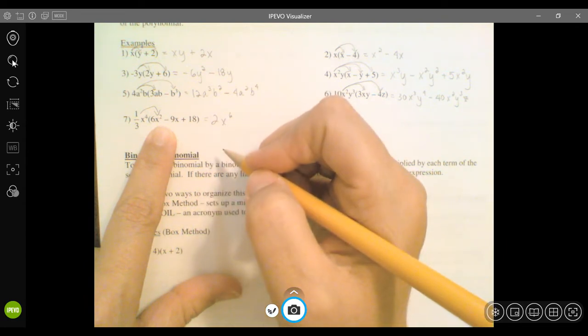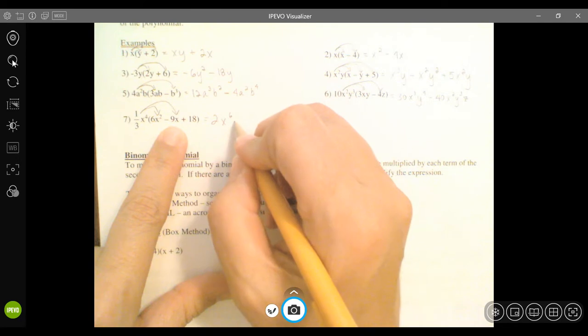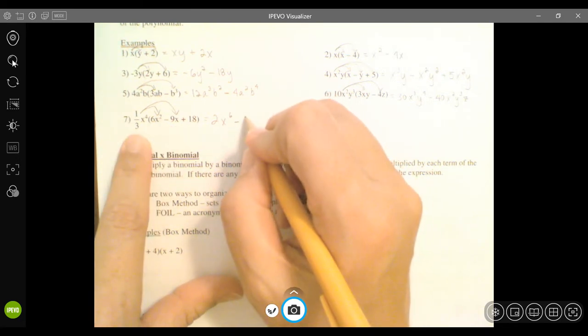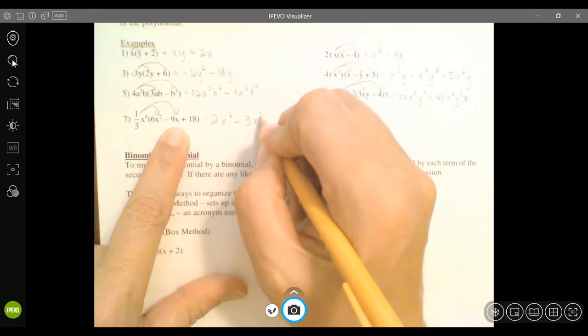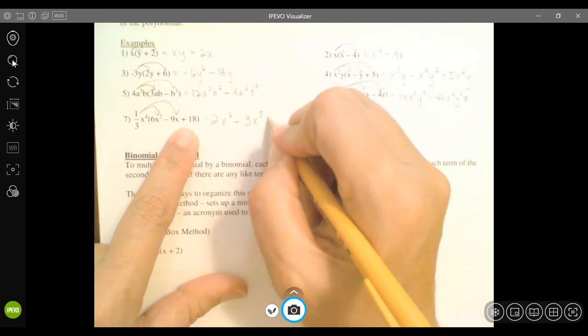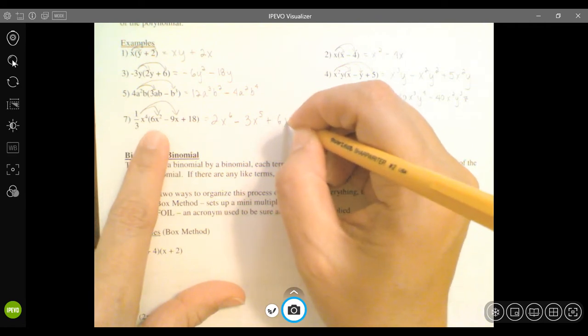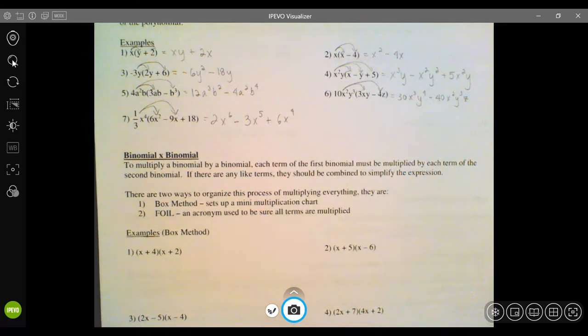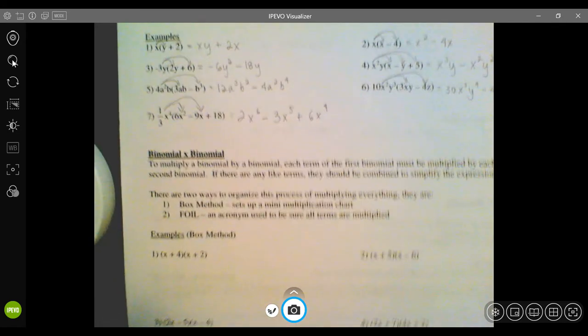That's x to the 6th. Distribute again. Bring over my minus. 9 divided by 3 is 3. X to the 4th times x is x to the 5th. Bring my plus. 18 divided by 3 is 6. And I bring over x to the 4th. And there I am. All right. So that's how we distribute.